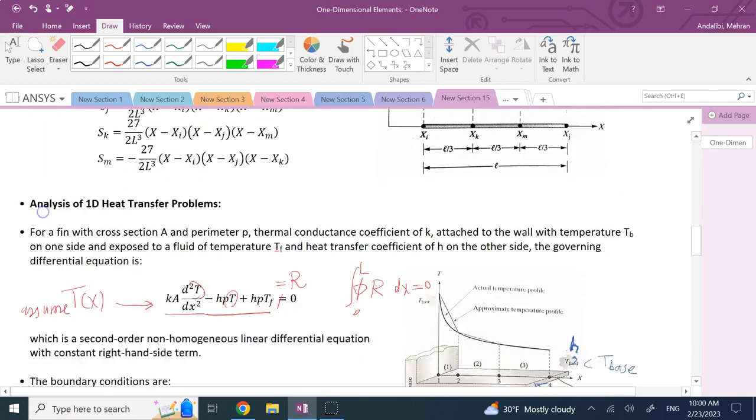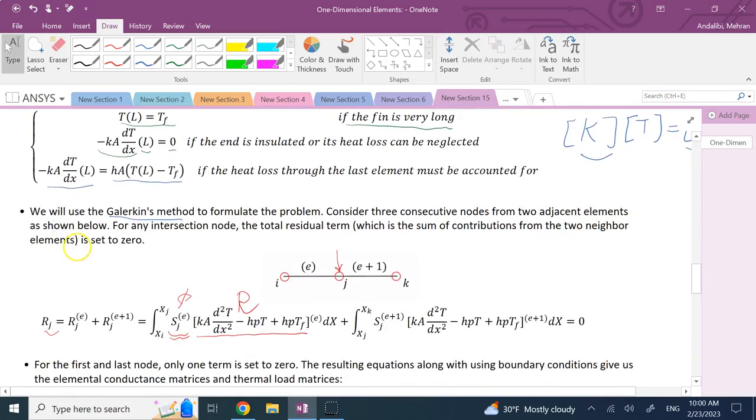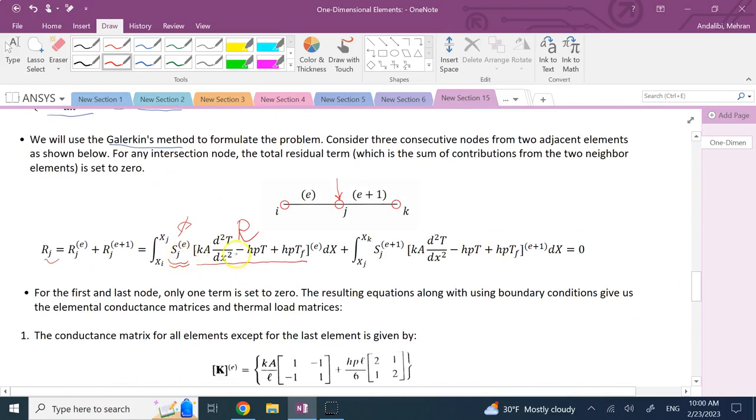So here, what I do is I multiply this residual term by phi j for node j. If it's node I, I multiply it by Si or phi I and set it equal to 0. Now, the thing is, for this node j, it will get one term from this left element, which is this guy, and it will get another term from the right element because it belongs to both of them, and that is this one.